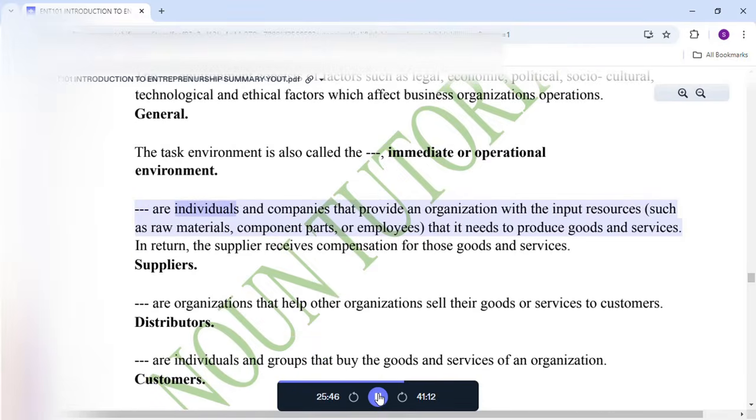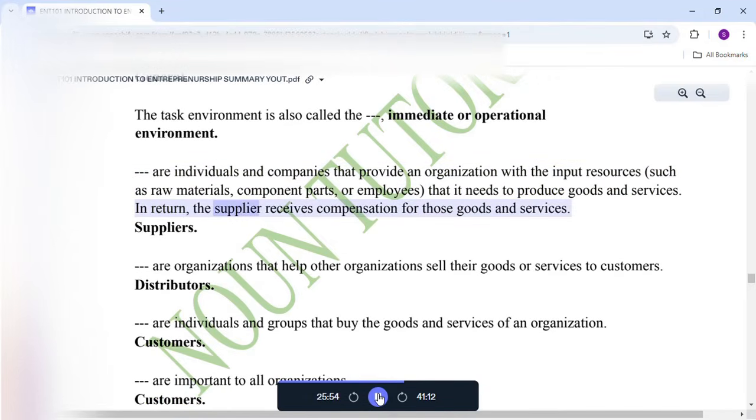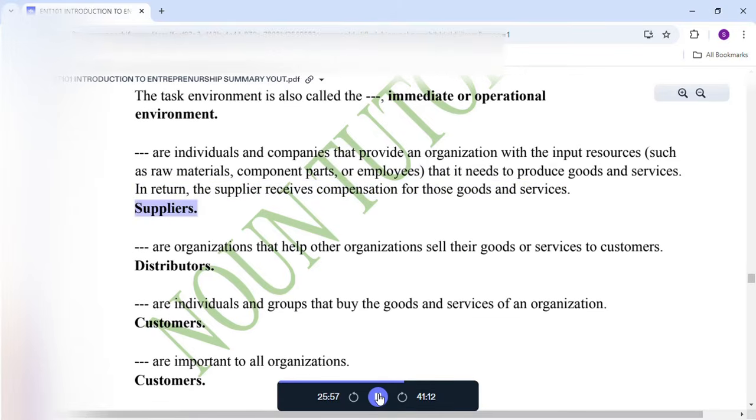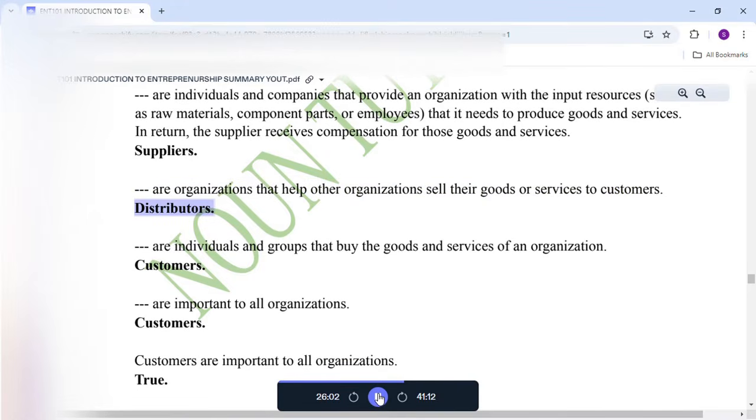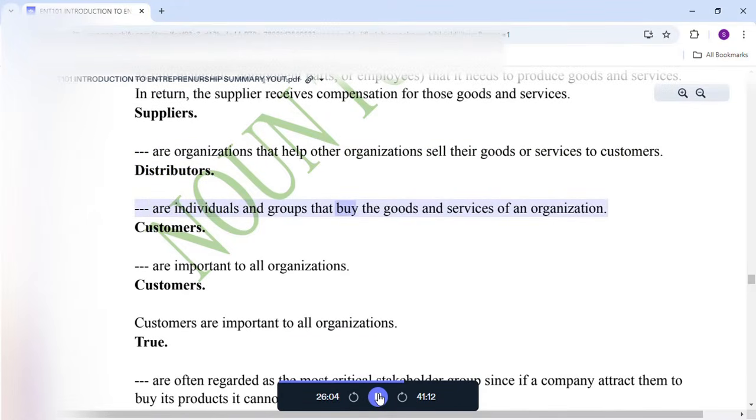Suppliers are individuals and companies that provide an organization with the input resources, such as raw materials, component parts, or employees, that it needs to produce goods and services. In return, the supplier receives compensation for those goods and services. Distributors are organizations that help other organizations sell their goods or services to customers. Customers are individuals and groups that buy the goods and services of an organization.